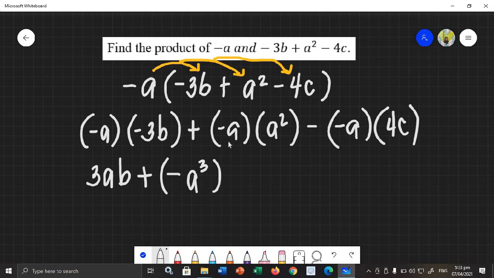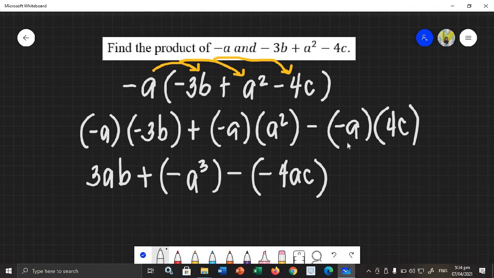So, bakit naging negative a raised to the third power? So, ang numerical coefficient ni a is negative 1. Ang numerical coefficient ni a squared is positive 1. So, negative 1 times positive 1, the answer is negative 1. I did not put 1 here. No? Understood na may 1 doon. And then, same sila ng base. Add their exponent, 1 plus 2. That's why we get 3 as the exponent. The answer is negative a raised to the third, and then minus negative a times 4c. So the answer here is negative 4ac.